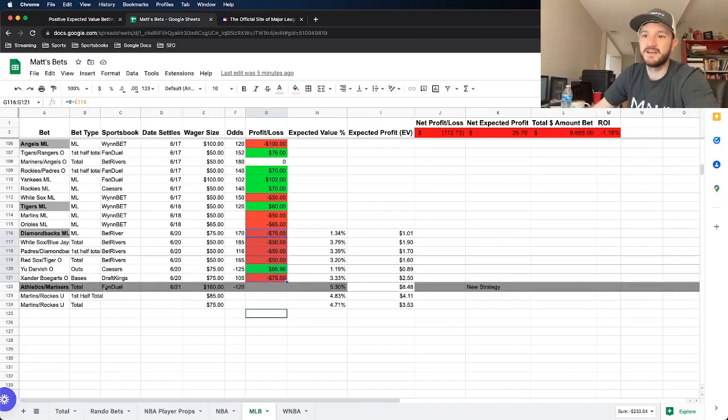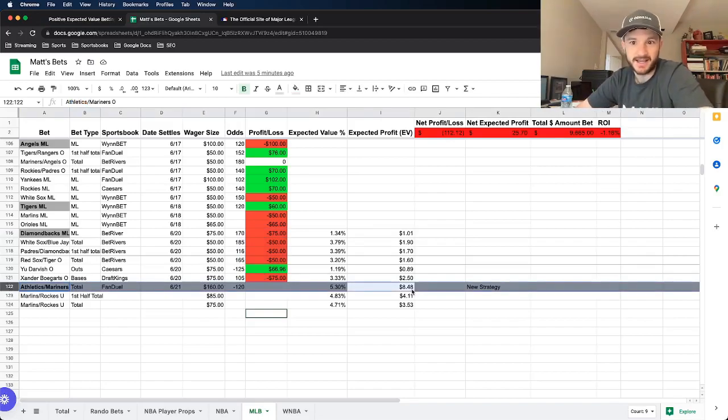But if you watched the video yesterday, you will know that I have a new strategy that just started. Everything's starting here in row 122. You see here, it's from a new strategy. I have 3 of those bets pending. Hope they do well. We'll have to see. But that's what I'm going to be going off moving forward, is this new strategy.